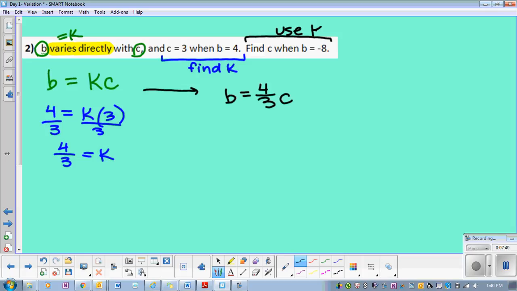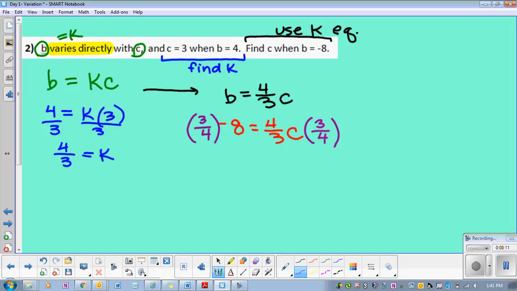So use your K equation, right? So B equals -8. How do you solve for that C? Okay, so can't we do it all in one step? Multiply by the reciprocal of this fraction. What happens when you flip this fraction? 3/4. And that's the same thing that you just said. Alright, there we go.